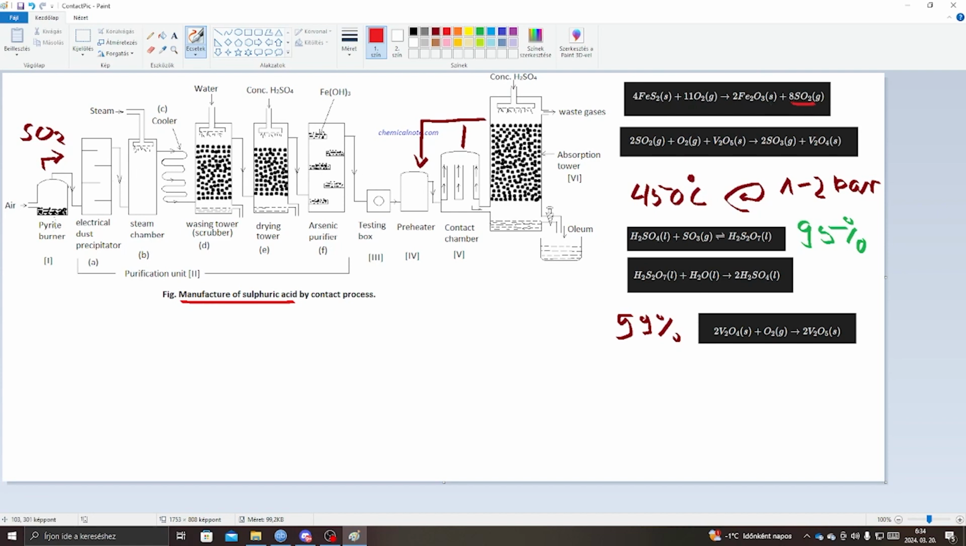Obviously pyrite isn't that clean, so not only sulfur dioxide forms, but particles are getting airborne, and also there are contaminants in the pyrite that contaminate the gas mixture that is going through our system. So we are going to take care of these with the electrical precipitator, the steam chamber and the washing tower, basically with the purification unit. First of all, removing the particles with these three.